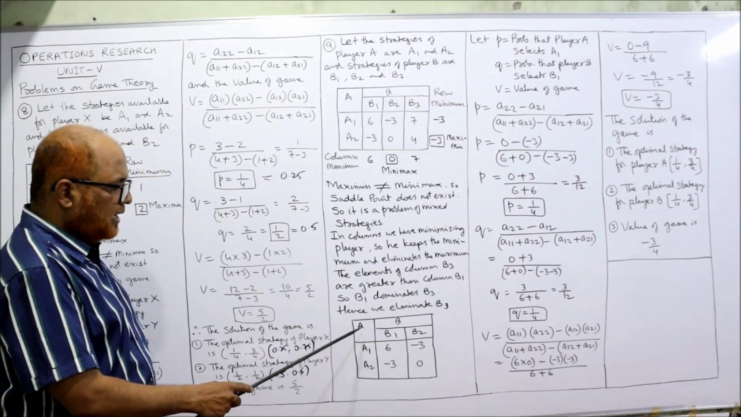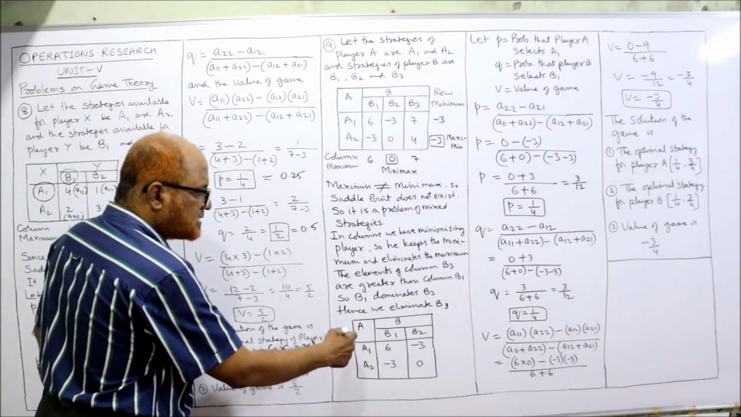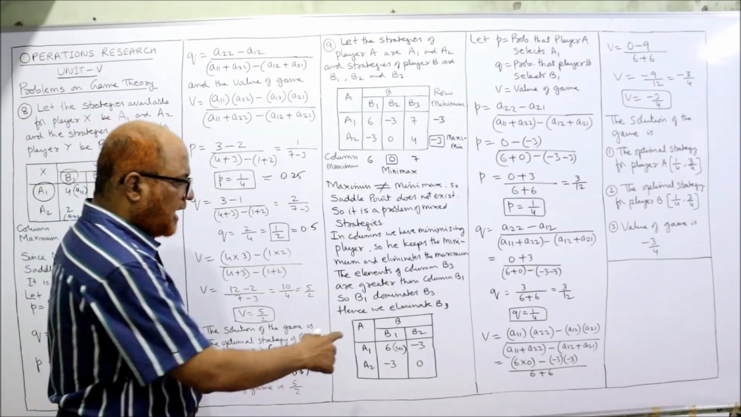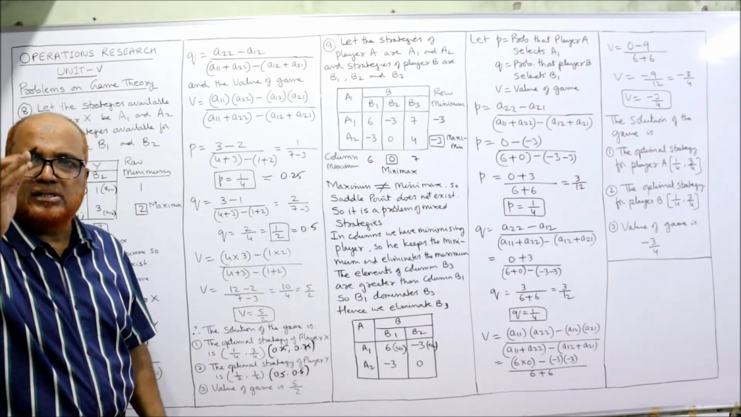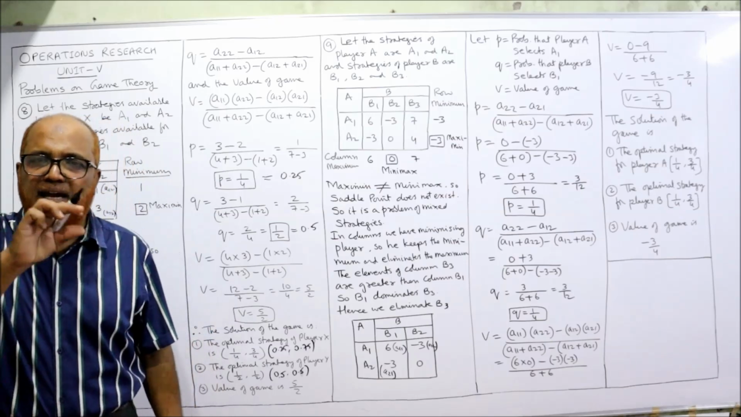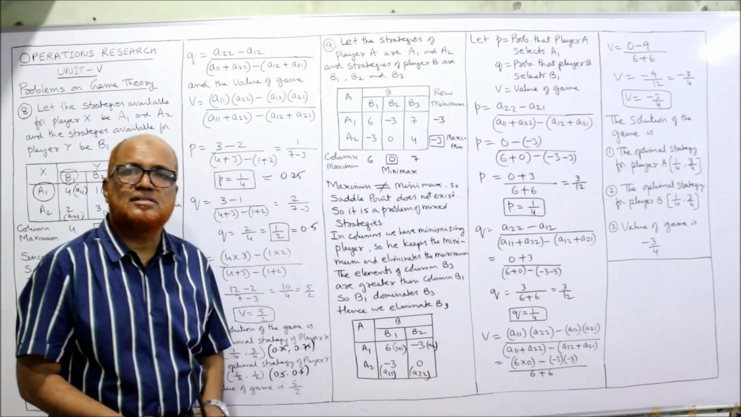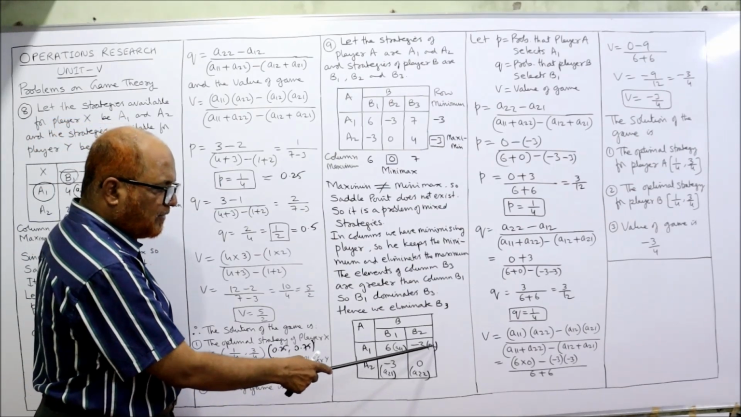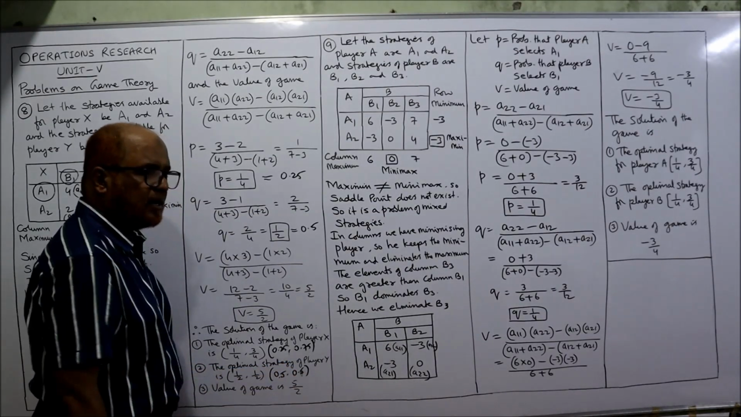2 rows, 2 columns: A1, A2, B1, B2. Now for our simplification, we can write this 6 as A11. A11 means first row, first column. And this -3 is A12, first row, second column. And this -3 is A21, second row, first column. And this last 0 is A22, second row, second column. Right? So A11, first row, first column. A12, first row, second column. A21, second row, first column. A22, second row, second column.